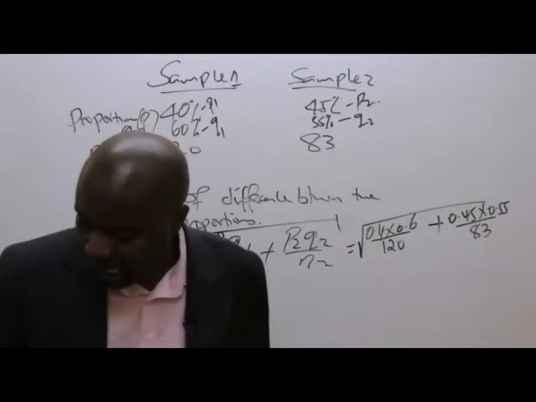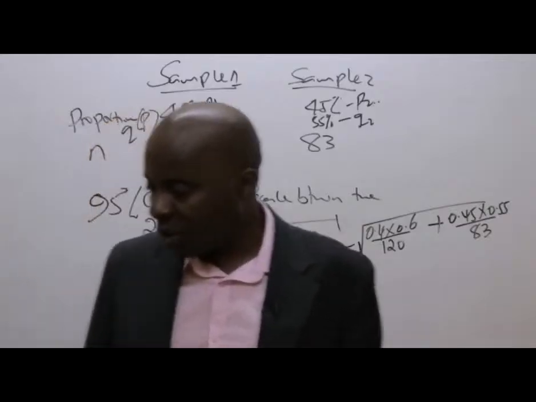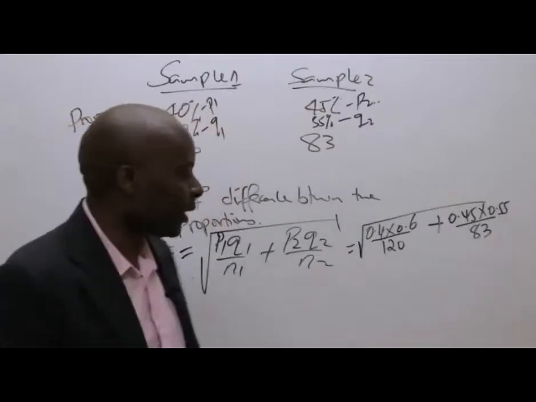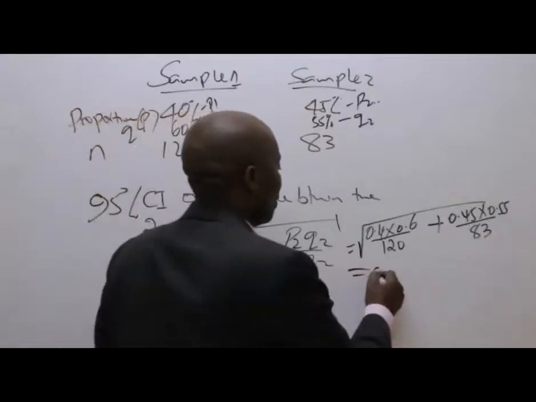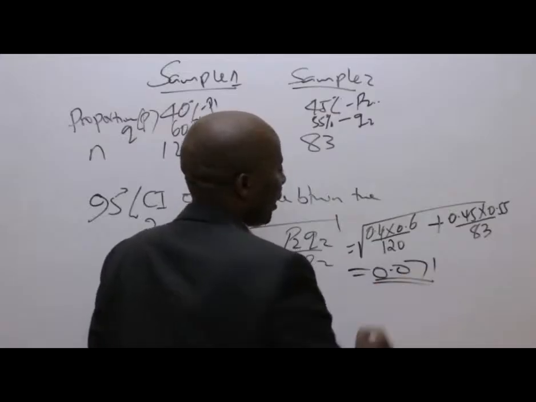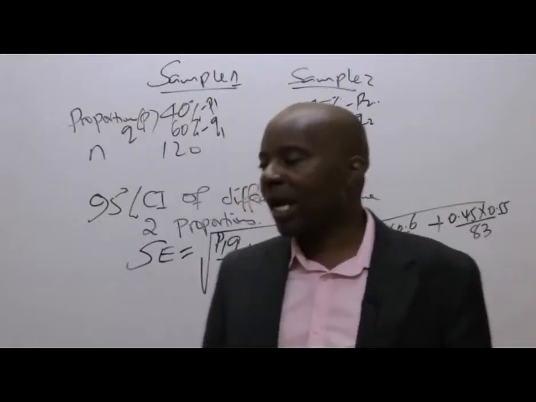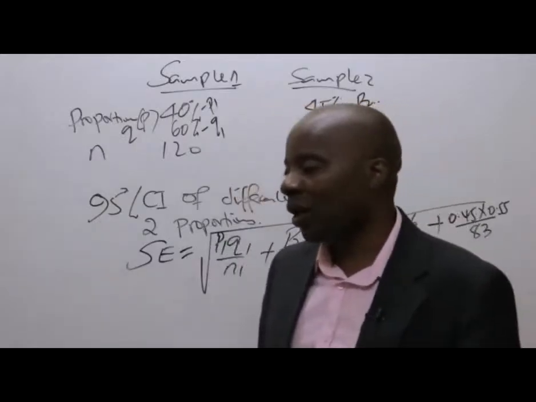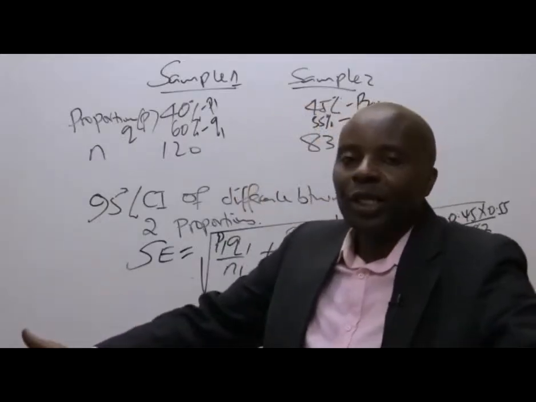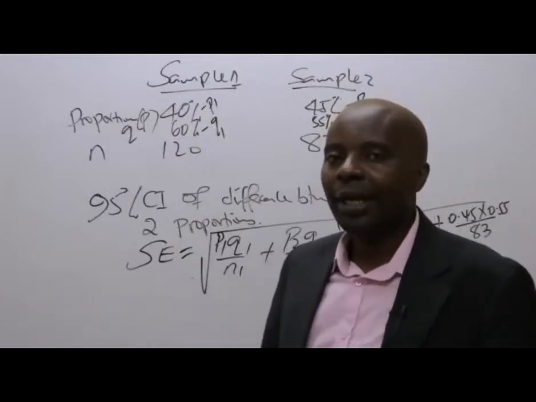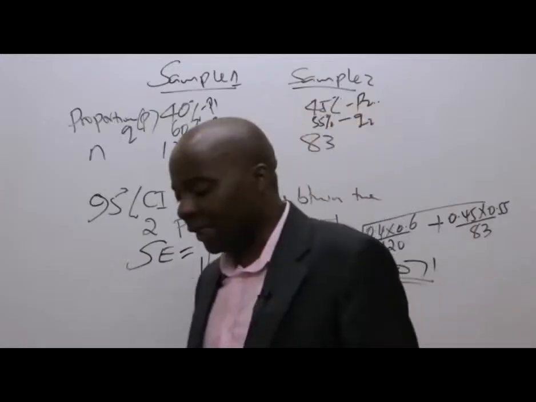Somebody is giving me a figure of 0.71 or 0.071. Kiprotich, just check that figure. It's supposed to be 0.071. That is my standard error. Once I have the standard error, the next thing will be about the entry and the Z-score. So how do I get the entry?